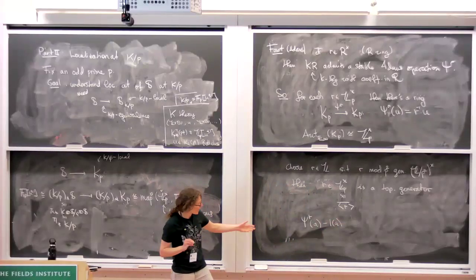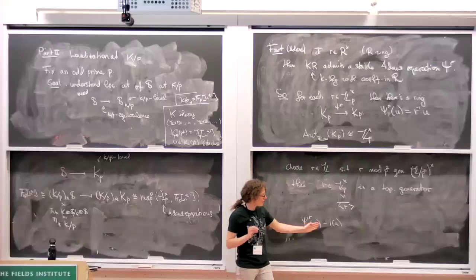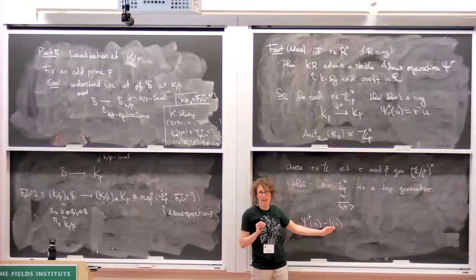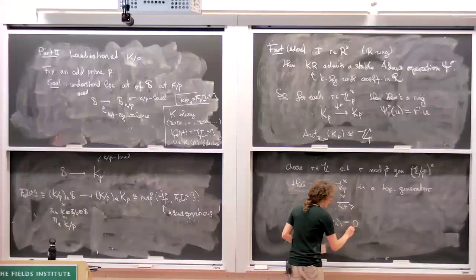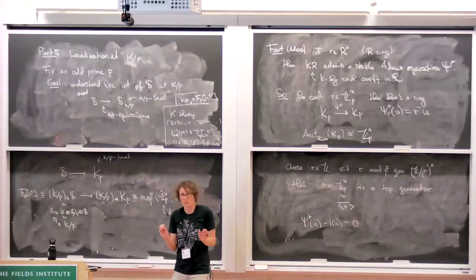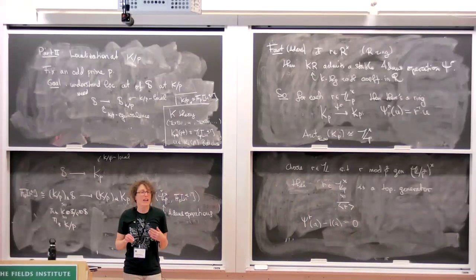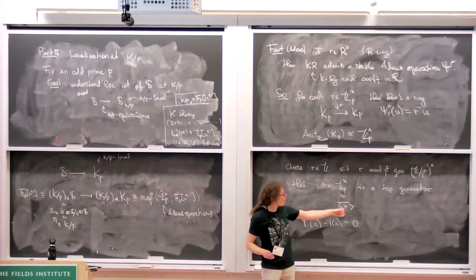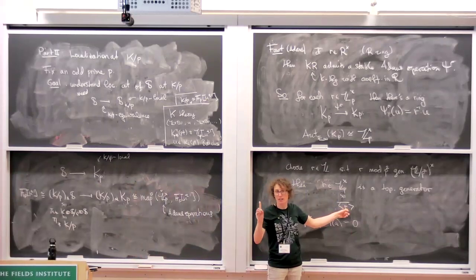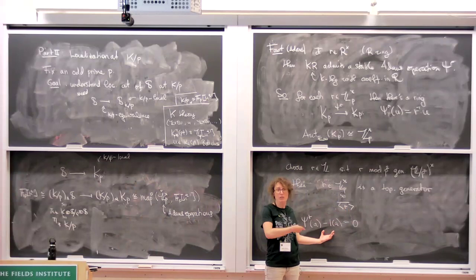It means that if I act on A by C to the R, minus I do nothing, so this is my identity on C to the R, I get 0. Okay, that's what it means to be fixed for R. But now I have a group that's generated by one element, right? So if I'm fixed for my generator, I'm fixed for everyone. So I just need to make sure I implement this relation, okay?